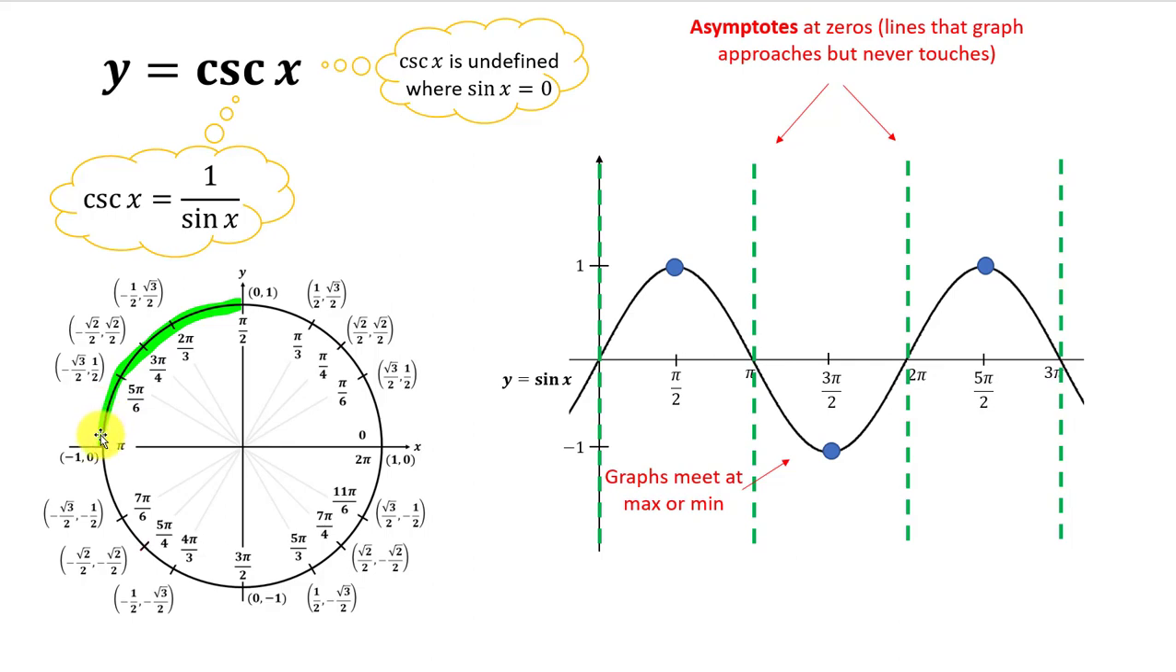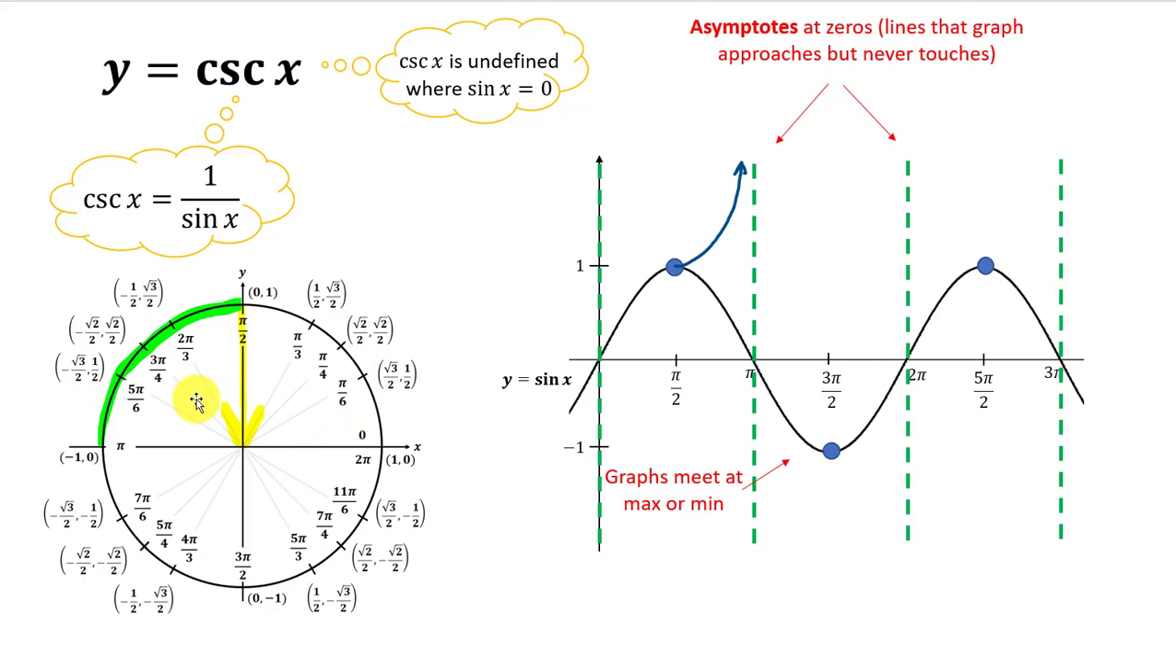So it means that the y-coordinates are getting smaller and smaller until they approach 0. And the sine values are in the denominator of this fraction that equals cosecant. Now, what happens to the fraction itself when the denominator gets smaller and smaller? Well, the overall value of the fraction becomes bigger and bigger.